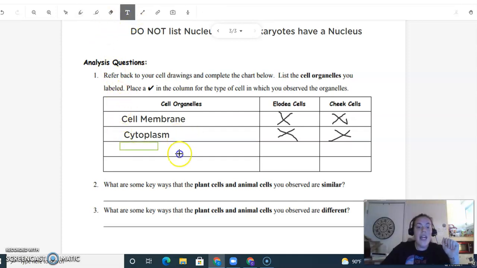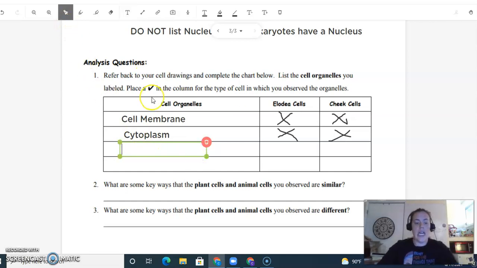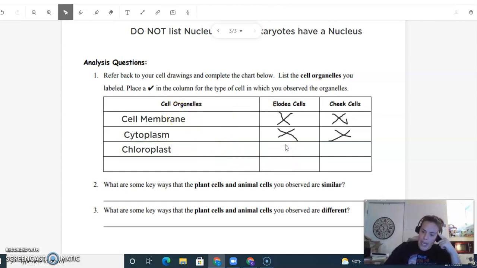All right, now let's talk about that green stuff. Chloroplast. Well, let me think back. Chloroplast is what makes plants green. Humans aren't green. Humans don't have it. Animals don't have it. Perfect. Plants have it. You see that thought process? Plants have chloroplast. Fantastic. Awesome.